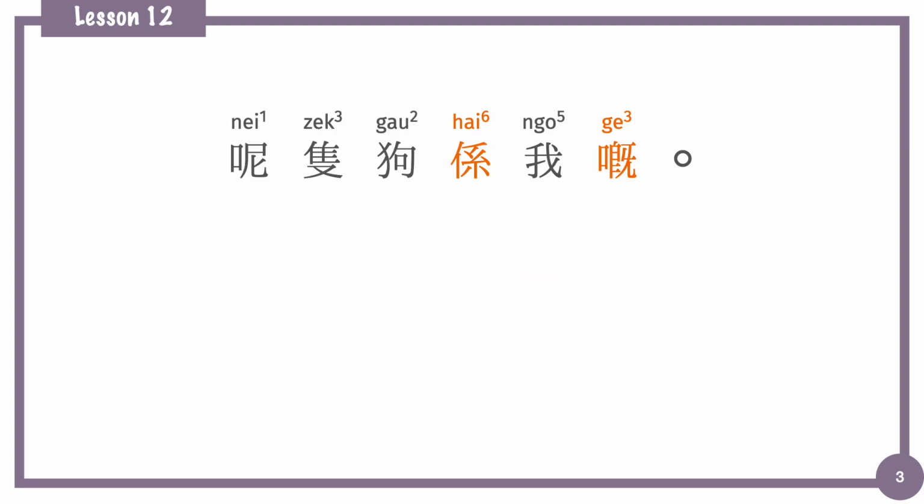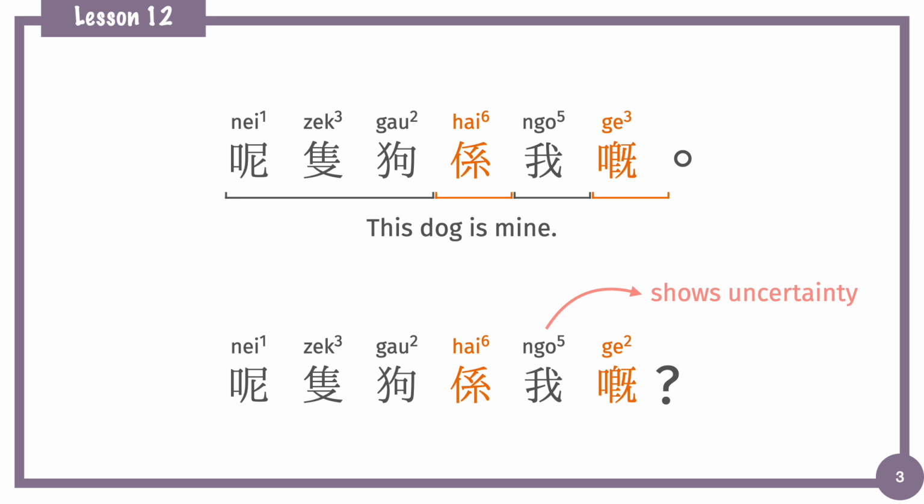Let's see the affirmative sentence first. 呢隻狗係我嘅。呢隻狗, this dog, 係 something 嘅. Okay, just emphasizing. And then 我 means I. 呢隻狗係我嘅 means this dog is mine. So it's a simple sentence. If we change the tone word to the fourth tone, 呢隻狗係我嘅? it becomes a question that shows you are not sure about the result. Is it my dog? So you want to confirm it.